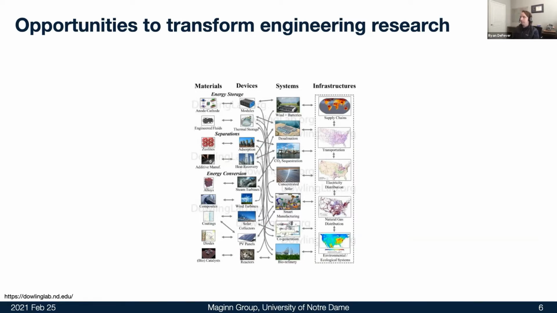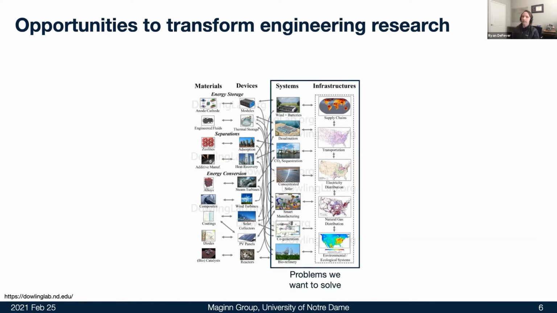And I really like it because it shows how you can connect the material scale or even the molecular scale through the device scale, the system scale, and all the way up to the global infrastructure scale. So as an engineer, I like to think about trying to solve problems at the systems and at the infrastructure scale. We want to solve CO2 sequestration, or we want to solve water shortages. These are the type of problems that we want to solve. But as someone who's been trained in what I would probably consider molecular engineering, I like to think about applying solutions at the material scale or even at the molecular scale.